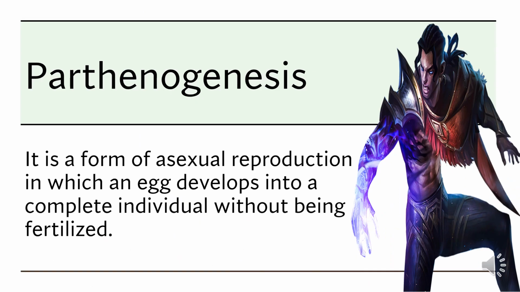In addition to the discussed asexual reproduction types, parthenogenesis can be added to the list. It is a form of asexual reproduction in which an egg develops into a complete individual without being fertilized.